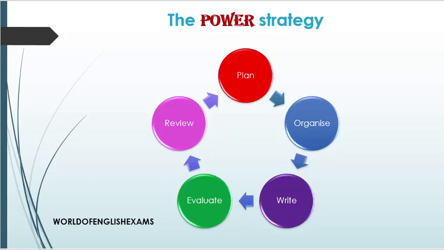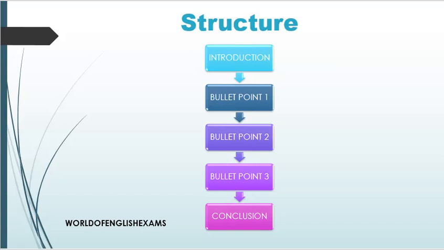Now, having understood the power strategy, let's move on to actually looking at the structure of writing the letter. This is very, very important to be followed. So basically you're going to write 5 paragraphs. The first one is called introduction, wherein you state the purpose of writing the letter, why exactly you want to write the letter. Then, as I told you, there are 3 bullet points which you have to indicate in the subsequent parts of the letter with supporting details.